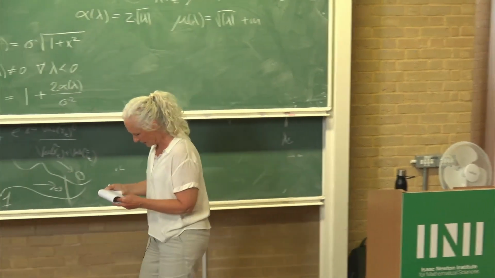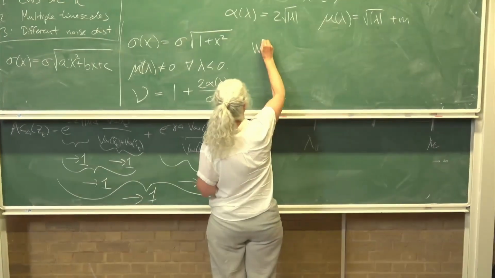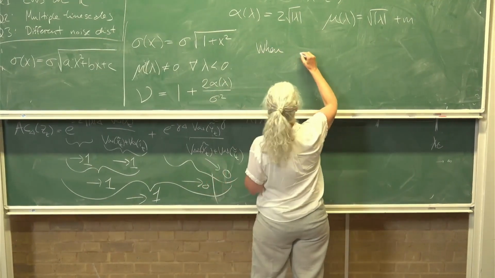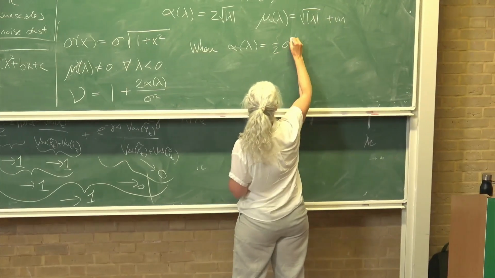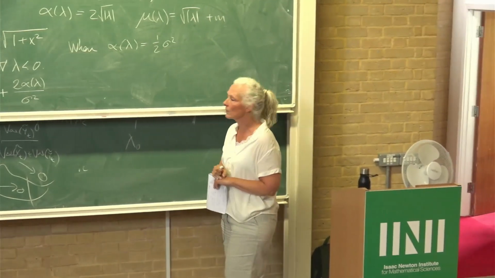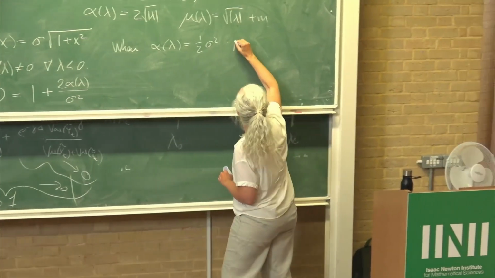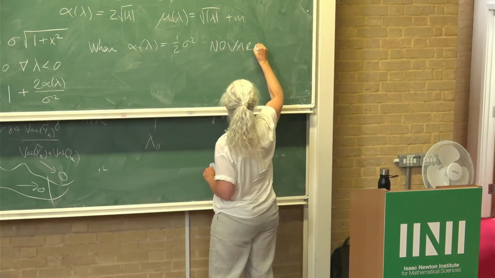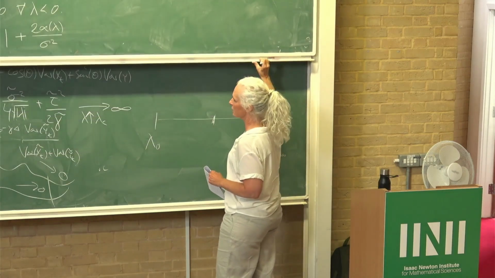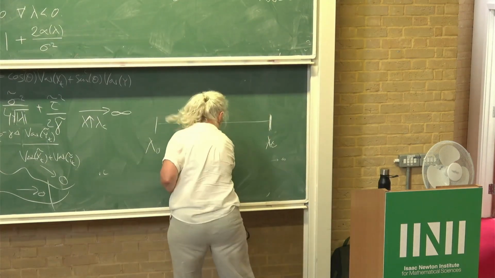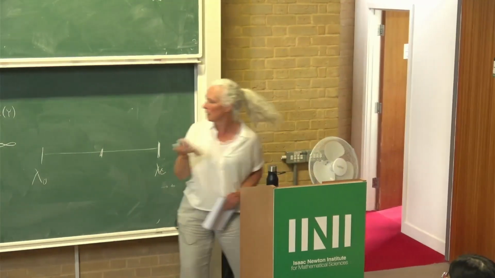In fact, when alpha of lambda equals 1/2 sigma squared, okay, so 1/2 sigma squared, this says 2, no variance. And that is actually where the variance explodes. So let me just do that. Let me write that.